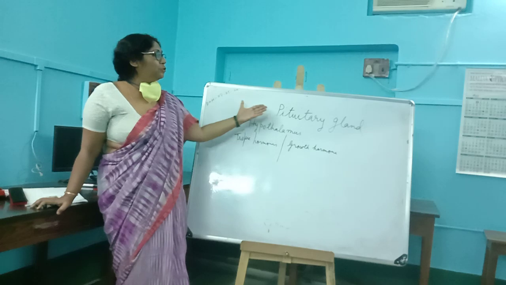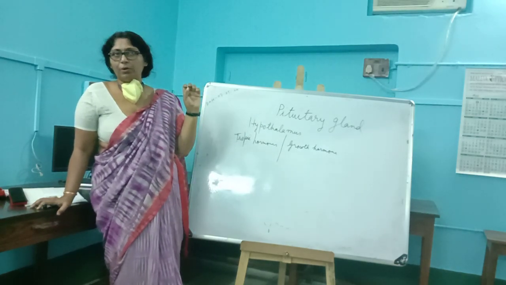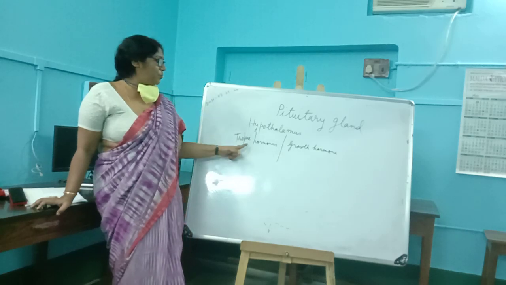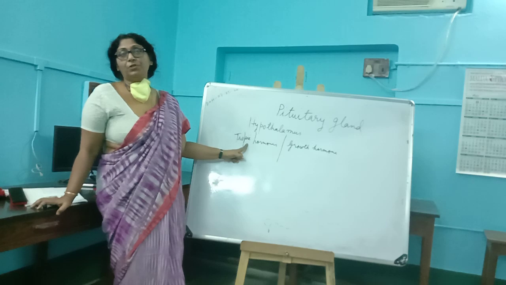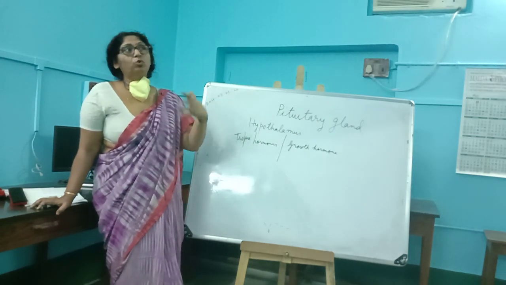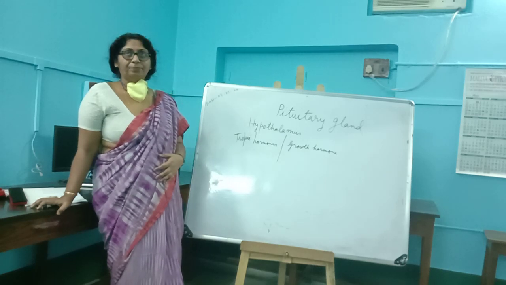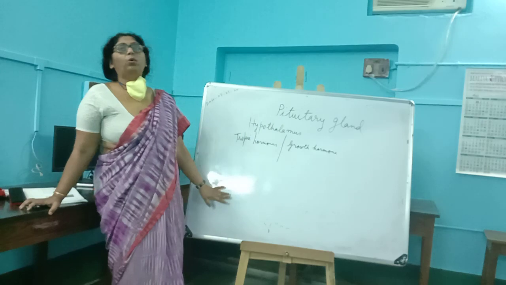So we can say that pituitary is a master gland. It is a master because it is controlling the other glands of the body. How is it controlling? By producing certain hormones like tropic hormones, which go to the other glands and control the secretion of the other glands. Is it clear? So this is one category. Second category can be growth hormone.